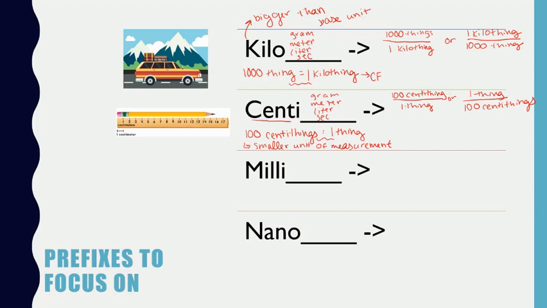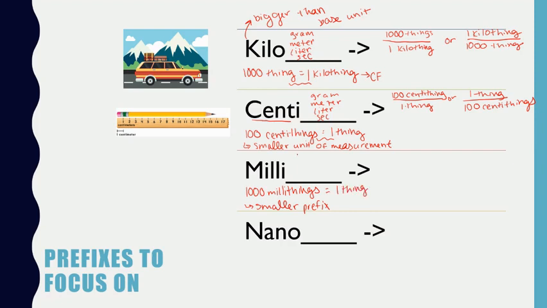Likewise, milli is also going to be a smaller prefix. However, if we see milli, here we want to think of millennium. And in a millennium, we have 1,000 years. So milli, that tells us 1,000. We have 1,000 milli things for every one thing.